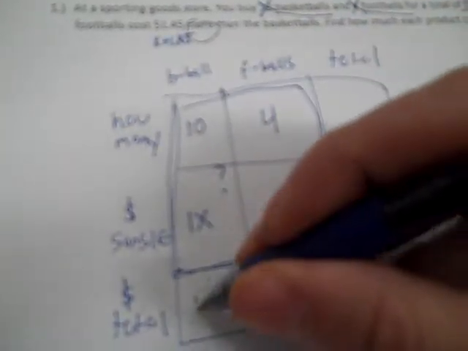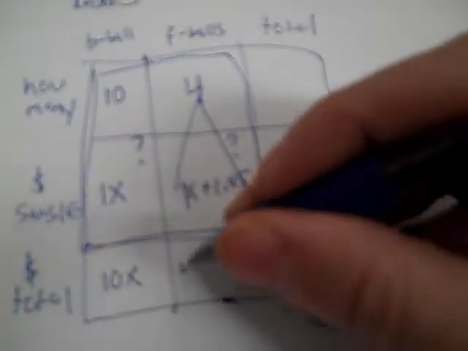Ten times 1x is 10x, and we need to multiply twice here. You can't just hang the 1.45. 4 times 1x is 4x. 4 times 1.45 is 5.8.